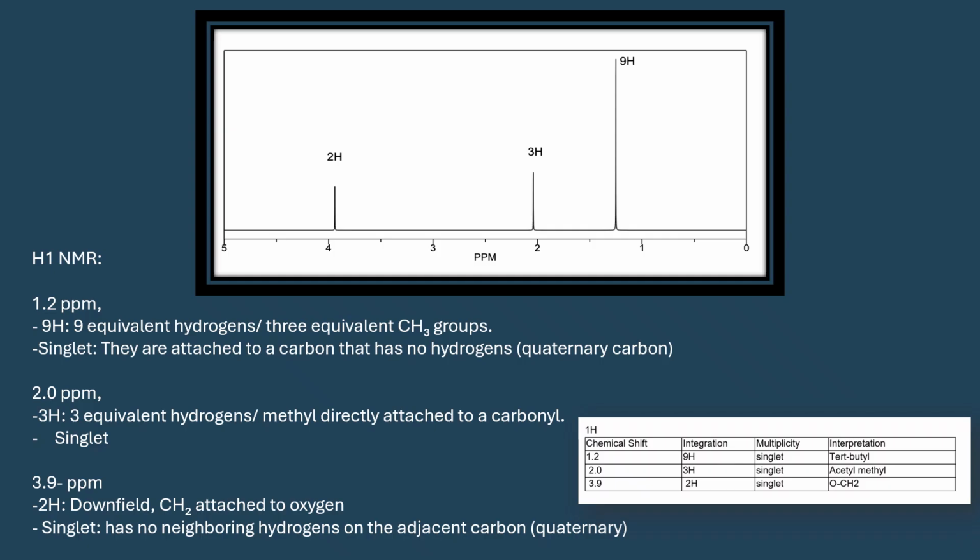The 2.0 ppm signal is a 3H, which means 3 equivalent hydrogens. The methyl is directly attached to a carbonyl. It is also a singlet. The 3.9 ppm signal is downfield. This is a CH2 attached to an oxygen. It is a singlet and has no neighboring hydrogens on the adjacent carbon, quaternary. The information provided corresponds to a tert-butyl group, an acetyl-methyl, and an OCH2 group. The integrations match the expected 14 hydrogens given in the molecular formula. The absence of splitting indicates attachment to a non-protonated or quaternary carbons.